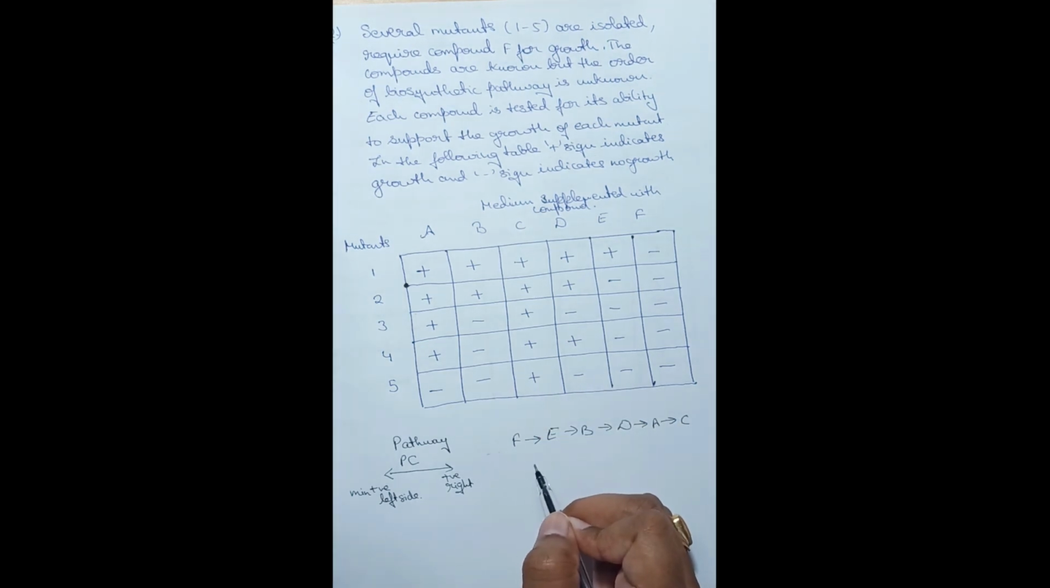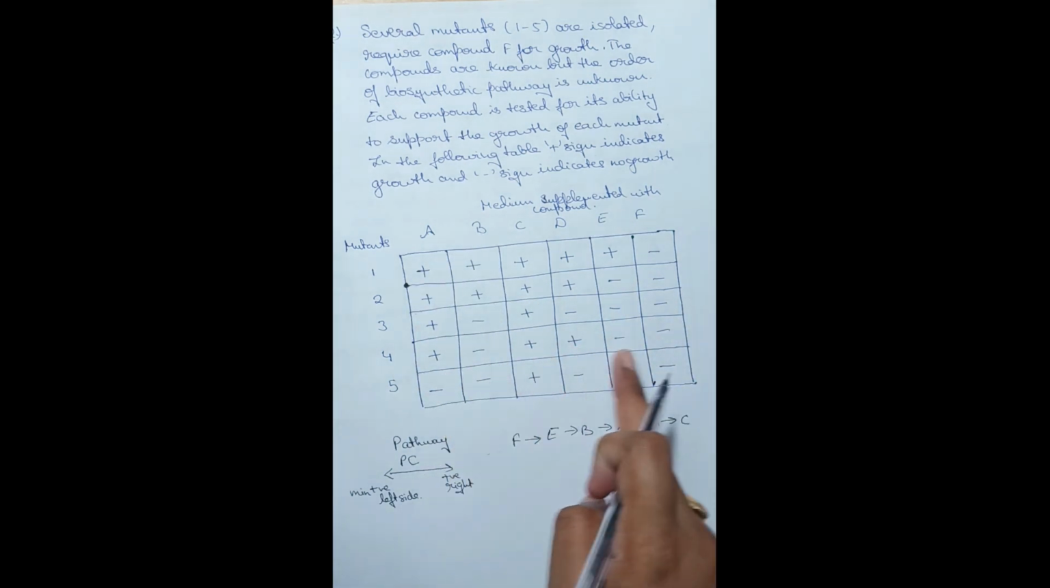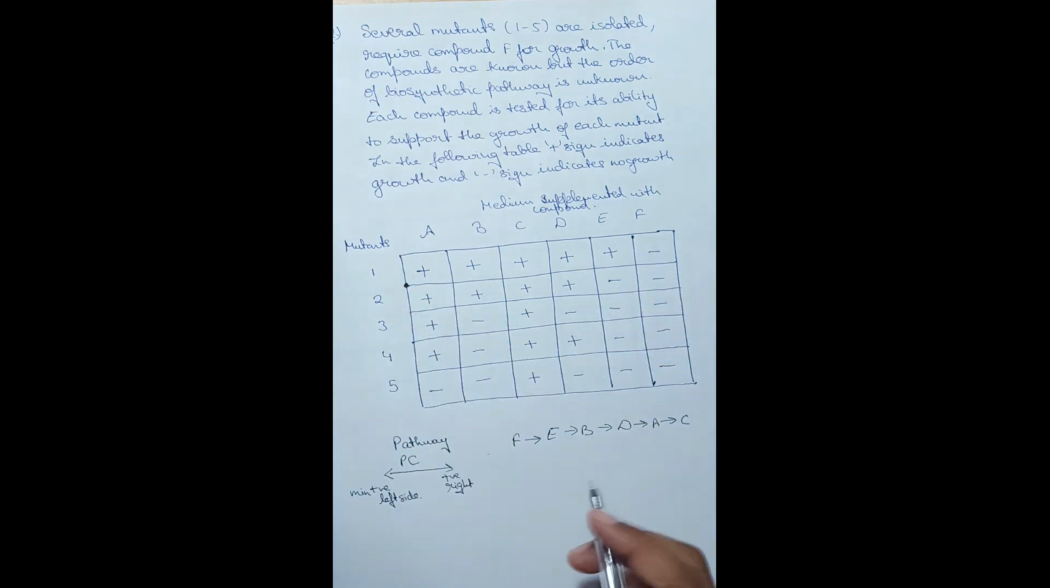Now for the mutants, we have to look at the rows. Maximum number of positive signs is in row A, then 1, 2, 4, 3, 5. So this is the pathway and this is the order of the mutants.